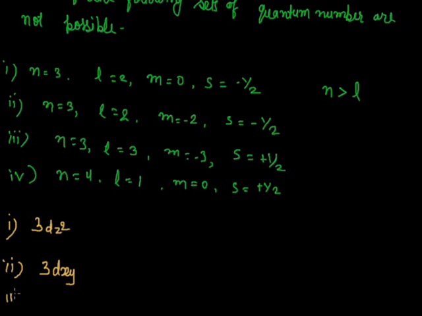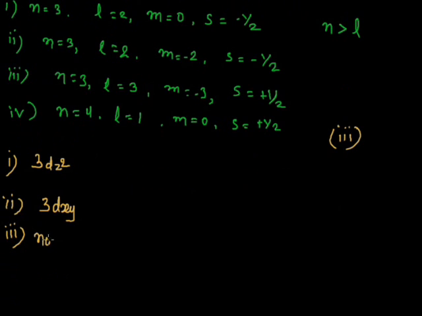But if we talk about the third case, n is equal to 3 and l is also equal to 3. But we know that only the subshell in which the value of n is greater than l is possible. The subshell in which the values of n and l are equal is not possible. So this set of quantum numbers is not possible. So our answer will be third.